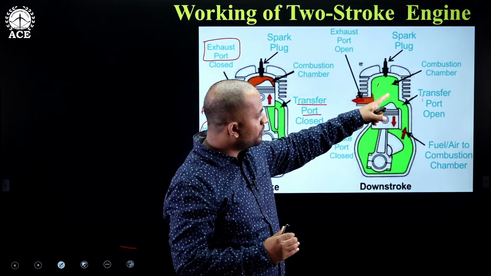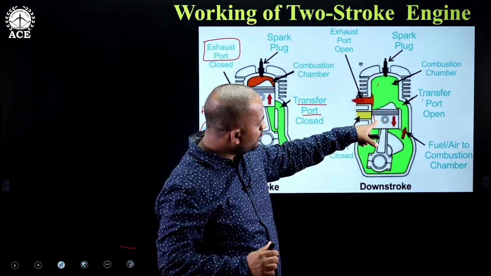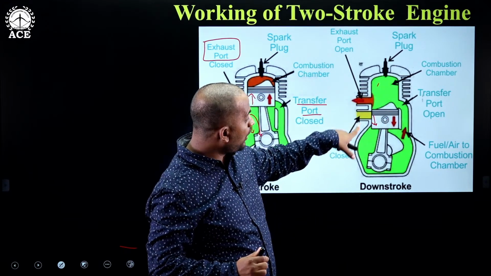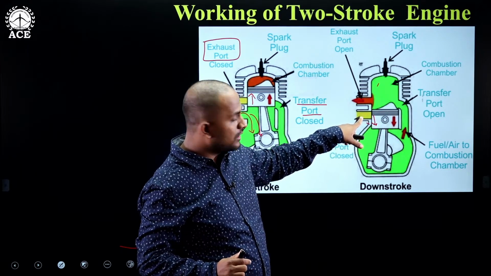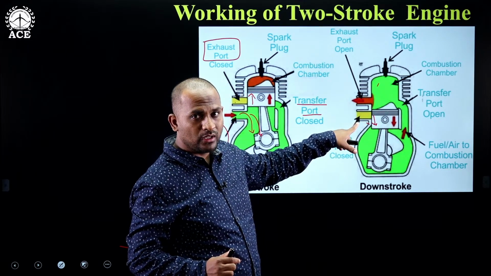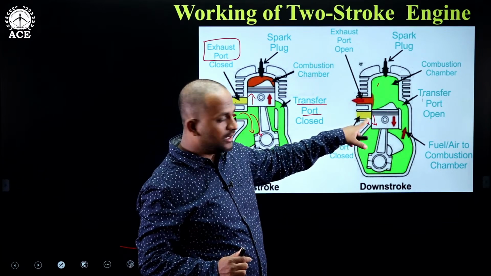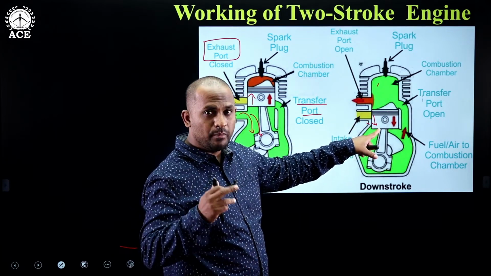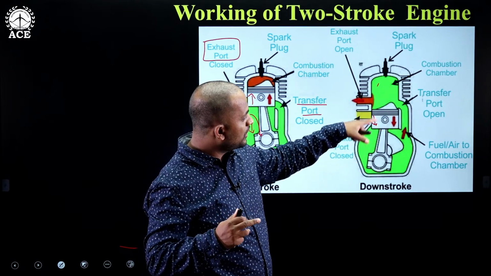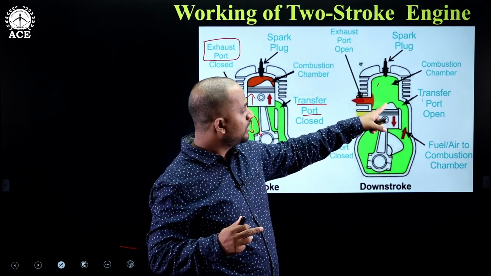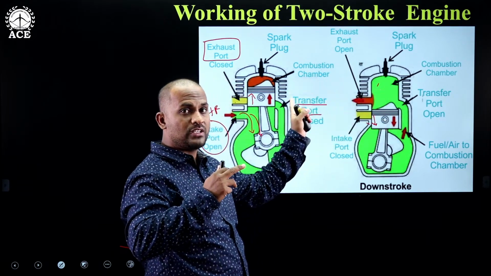So, because of that, what happens here? First, the piston will cover the intake port. See here, the piston is covering the intake port, so that the air fuel mixture will not enter into the crankcase. That happens below the piston. Now, above the piston, what is happening? Combustion was already done in the previous process.